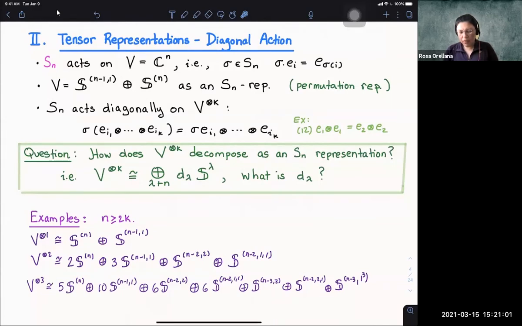So here, V1, we already did it, is this one. Here the two coefficients are 1. But when I do tensor 2, I get 2, 3, 1, 1. When I do 3, I get... so you see, I want somehow to be able to combinatorially describe these ones.